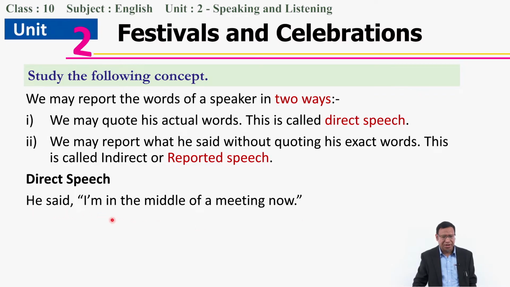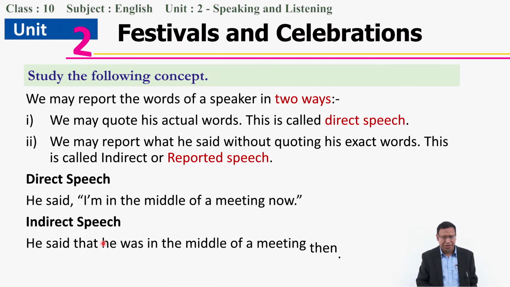So he said, "I am in the middle of a meeting now." This is the direct speech. Whereas, what will be the indirect speech? So he said that... Okay, so instead of I, it changes according to the first person, here according to the subject. So I becomes he. Am becomes was: I am, it means he was in the middle of the meeting. And now changes into then. So there are certain changes we have to remember.